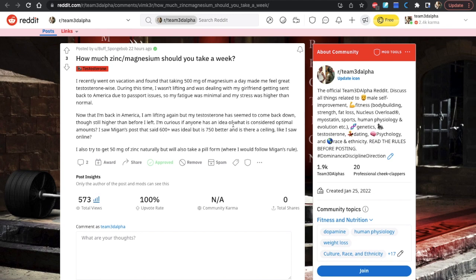I'm curious if anyone has an idea of what is considered optimal amounts. I saw Megan's post that said 600 plus milligrams was ideal, but is 750 better, and is there a ceiling like I saw online? I also try to get 50 milligrams of zinc naturally, but will also take a pill form where I will follow Megan's rule.